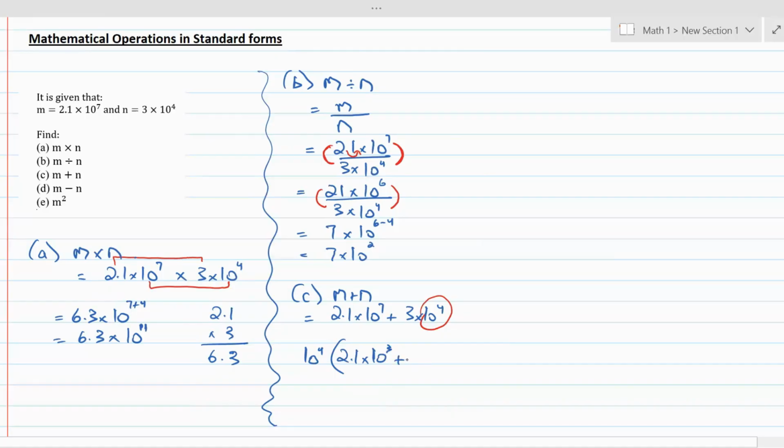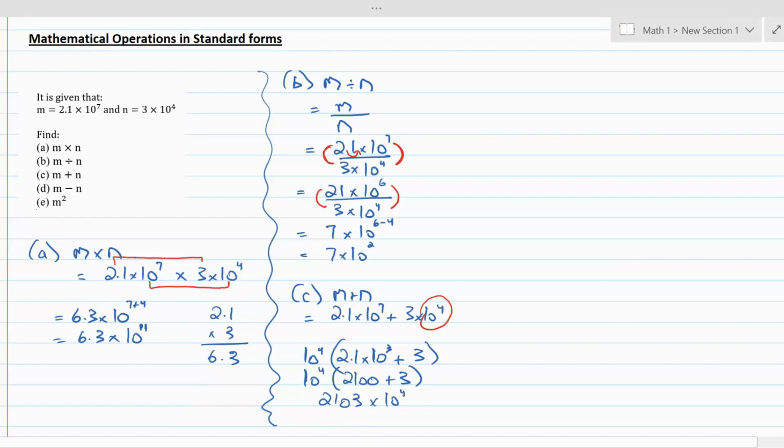Plus, for 3 multiplied by 10 raised to the power 4, the whole 10 raised to the power 4 has been taken common outside. So we are only left with 3, and 10 power 4 remains as it is outside. 2.1 multiplied by 10 cube, 10 cube is 1,000. So 2.1 multiplied by 1,000 gives us 2100, plus 3, that gives us 2103 into 10 raised to the power 4.